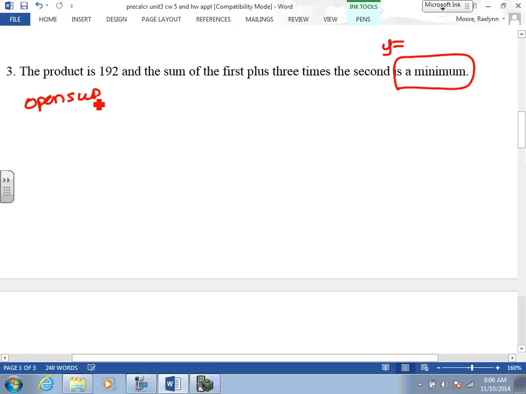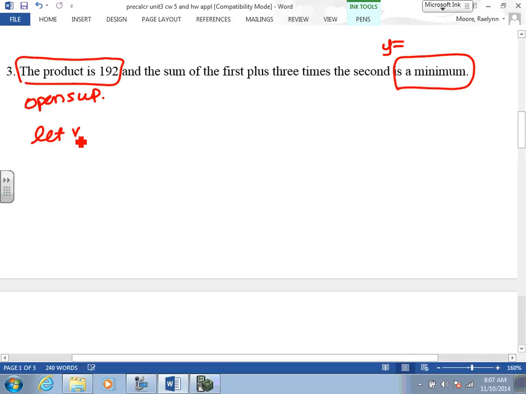Guys, you really don't have time to talk through this. Product is 192. How many variables do we have, Isaac? I heard you, people around you. How many? 2.